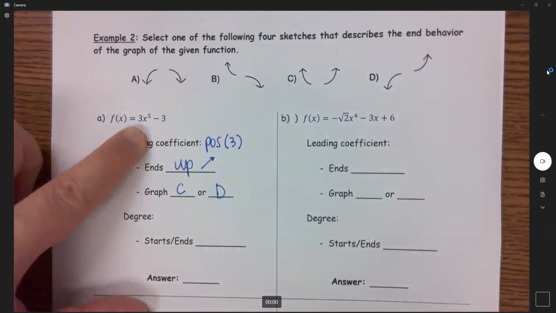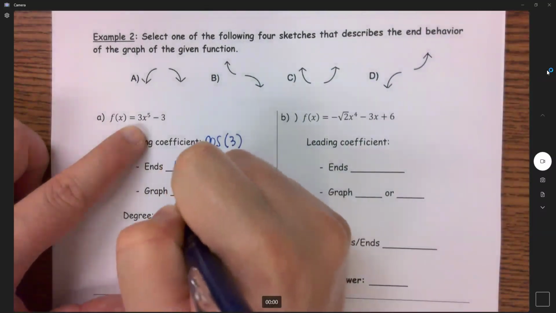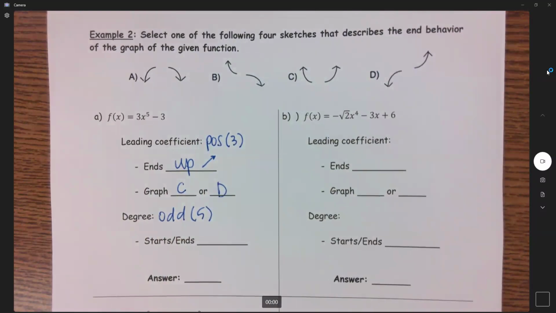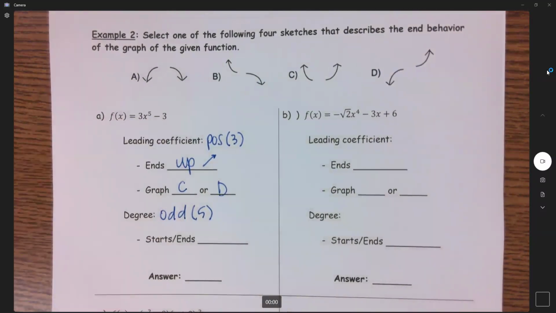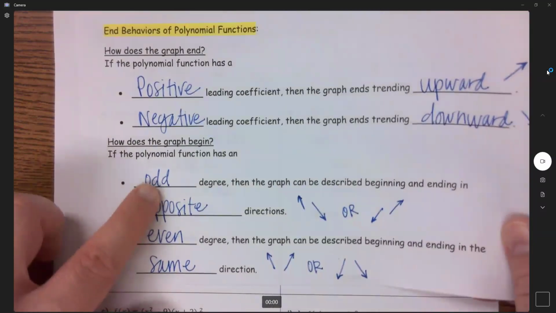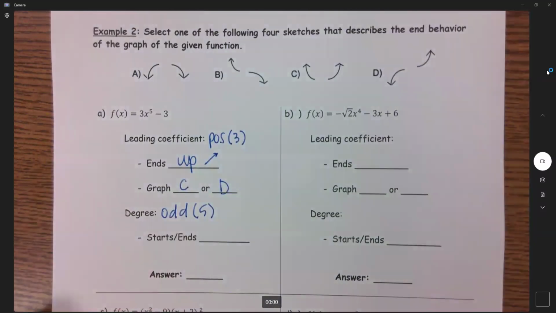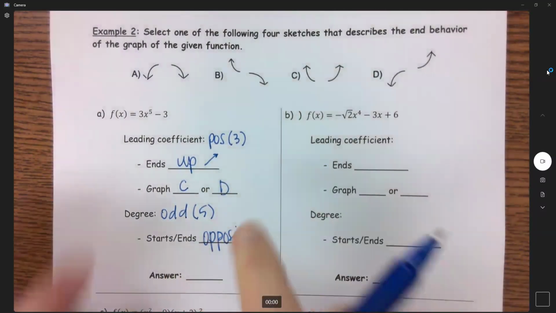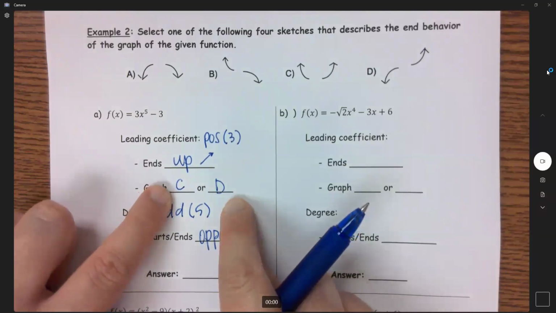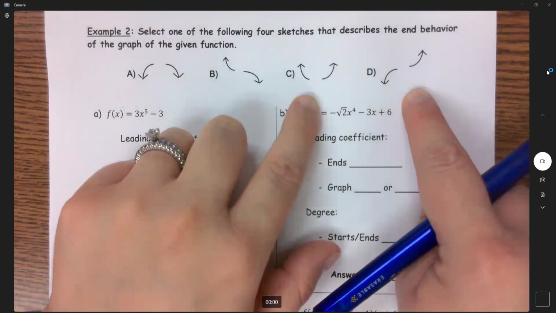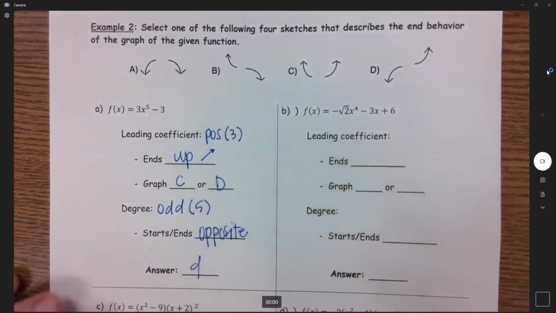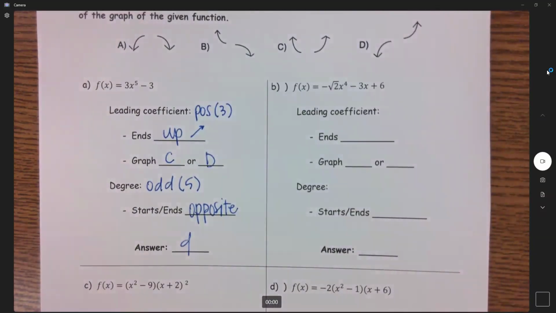So what is my degree here? Is it even or is it odd? And I have an odd degree because it is specifically 5. It's x to the 5th. Now, when I have an odd degree, that means this begins and ends in opposite directions. So it starts and ends opposite. So out of my 2 options of C or D, which one ends and starts in opposite directions? And that's D. So that's kind of the thought process that you're going through when you're trying to match these up.